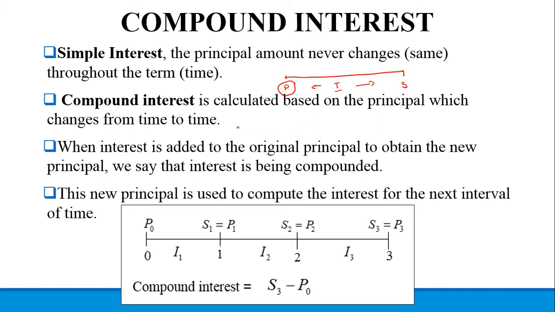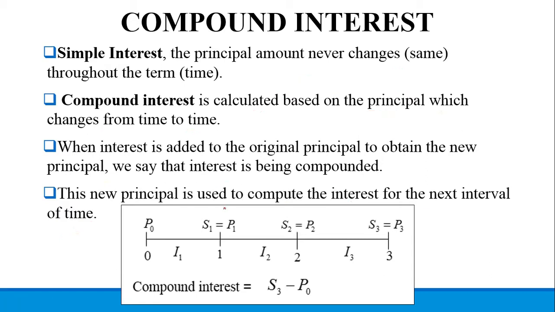However, compound interest is calculated based on the principal which changes from time to time. It means that from time to time, the value of P will change. When the interest is added to the original principal to obtain a new principal, we say that the interest is being compounded. The new principal is used to compute the interest for the next interval of time.